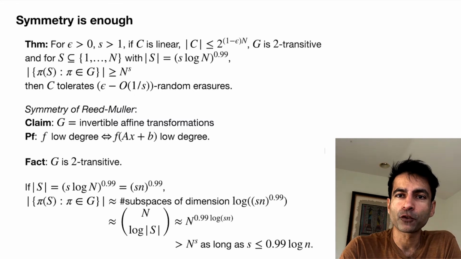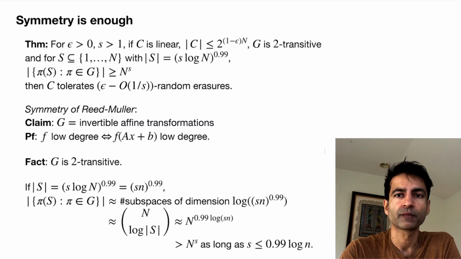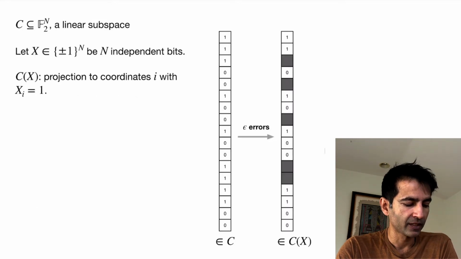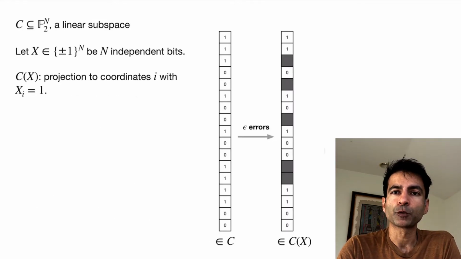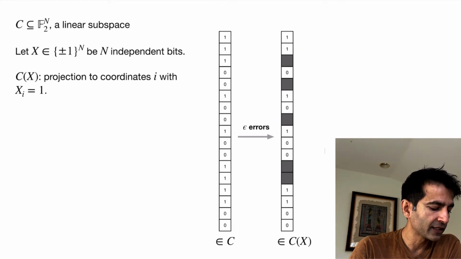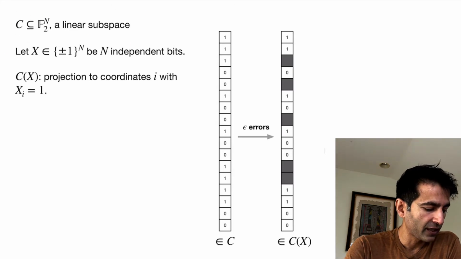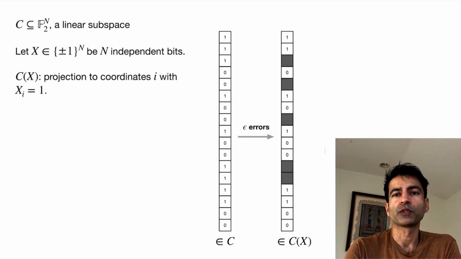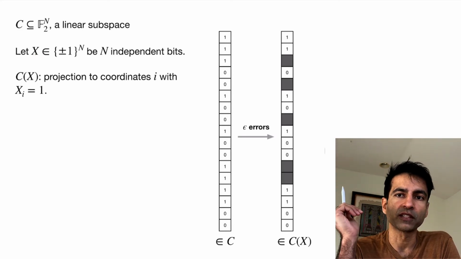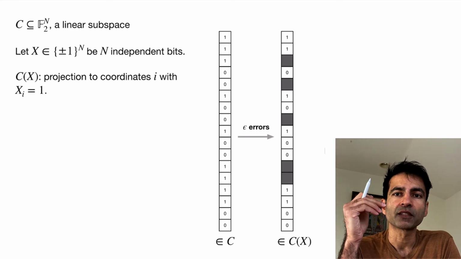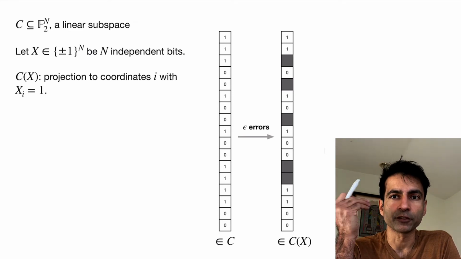All right, so from now on, I'm going to focus on just proving this statement. It just has to do with symmetries of the code. So let me now introduce some notation that will make it easy to reason about what we want to prove here. So we're given a linear subspace, C, okay? And I'm going to define a random variable x, which has n plus or minus 1 values in it, which are all sampled independently. And x determines the set of coordinates that will be erased.